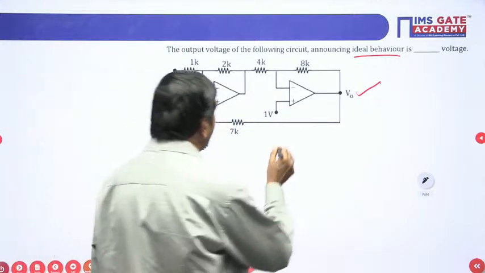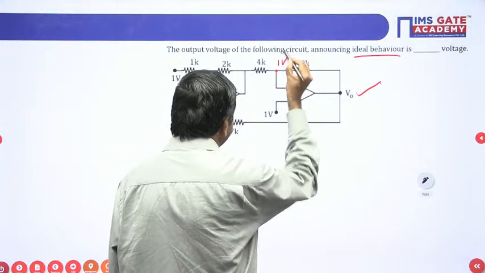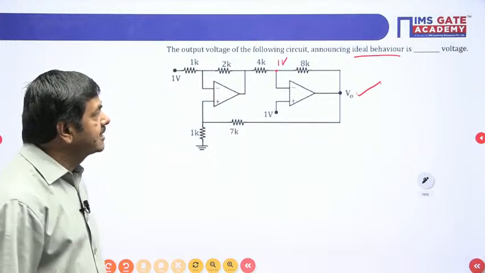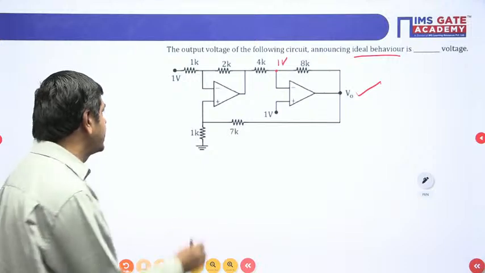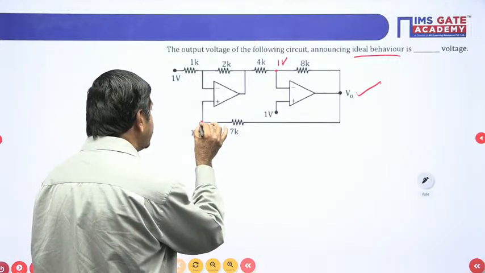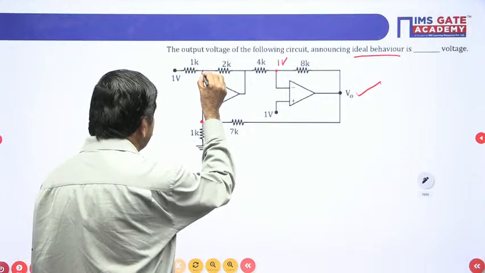For an ideal op amp, you know V plus and V minus are the same. This voltage is 1 volt, no doubt. The supply voltage given is 1 volt. Initially, I wish to find this voltage V plus. The same voltage will be maintained here also.